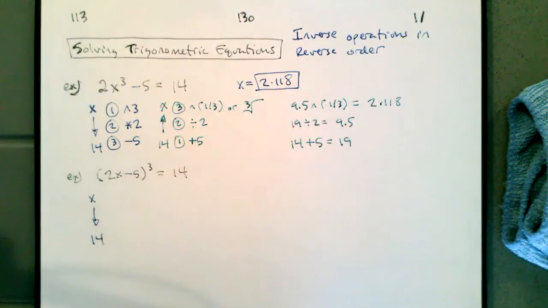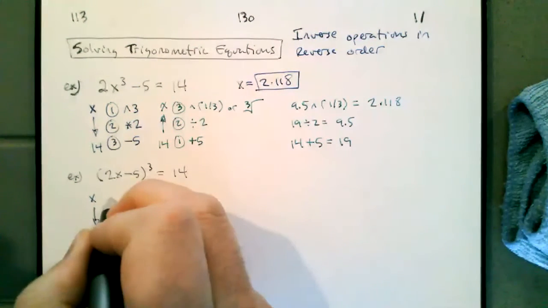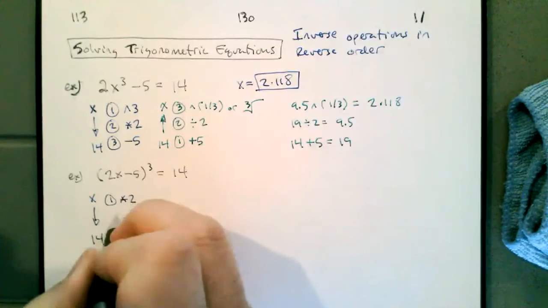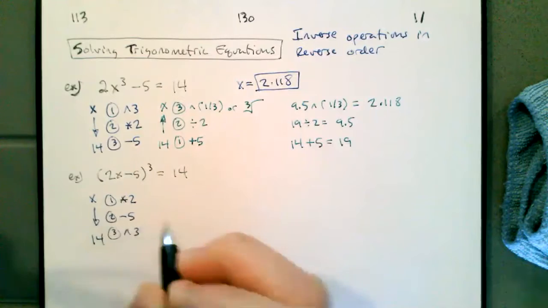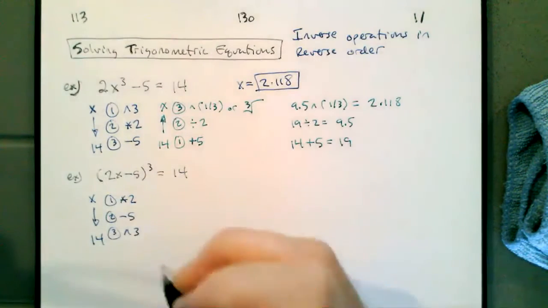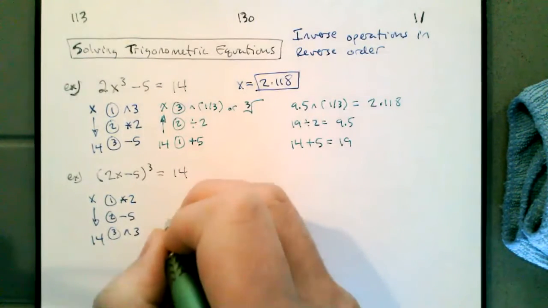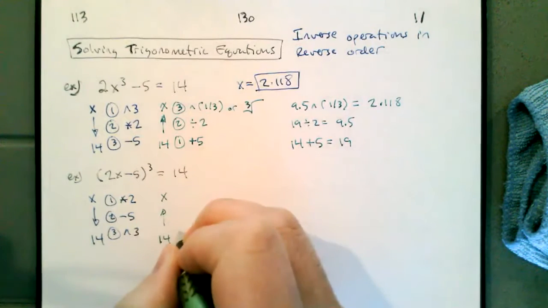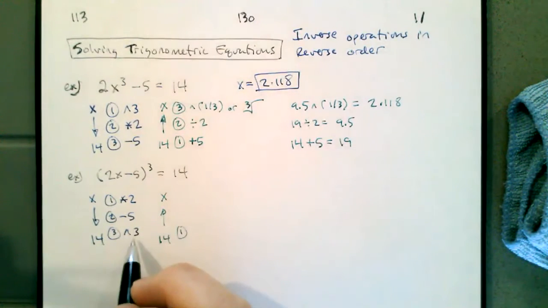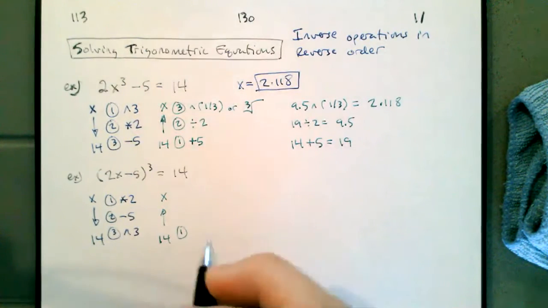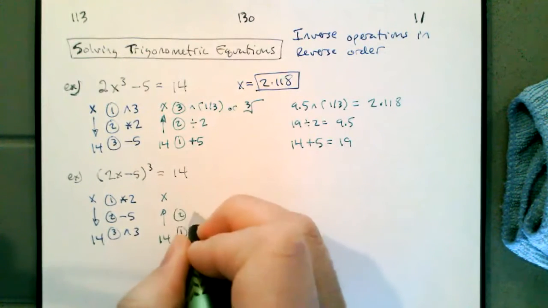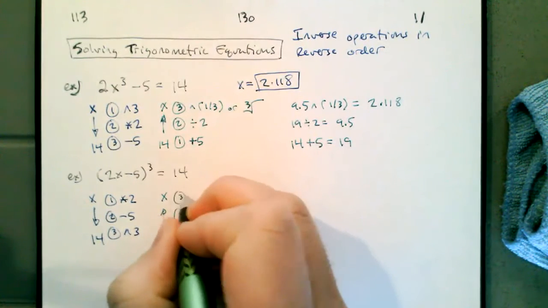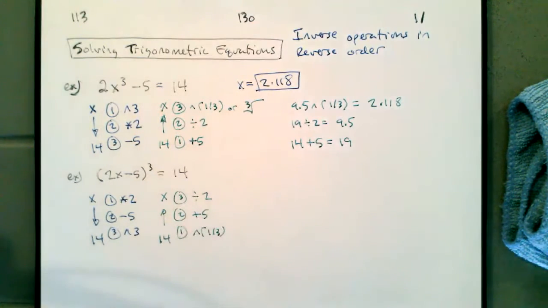So this equation, to turn an x into a 14, first what's happening is we're multiplying by 2, then we're subtracting 5, and then we're raising to the third power. So our process for solving, first we're going to undo the third power with a 1/3 power. Second, we're going to add 5. And third, we'll divide by 2. Those are the inverse operations in the reverse order.